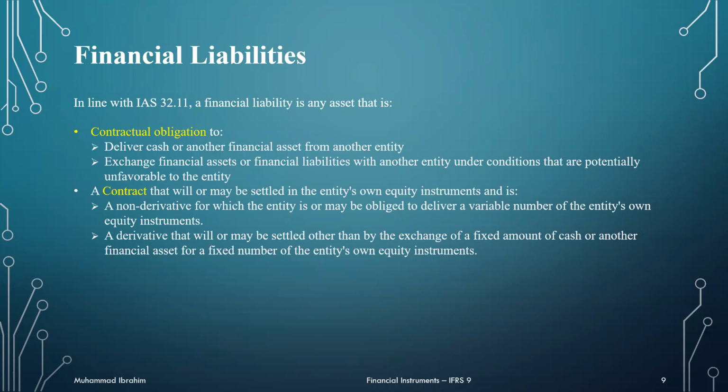Similar to the financial asset, any exchange of financial assets or financial liabilities with another entity under conditions that are potentially unfavorable to the entity. In the case of financial asset, any benefits which are favorable to the entity after exchanging financial assets and liabilities make it a financial asset. Or in the case of financial liability, an exchange of financial assets and liabilities which is not favorable to the entity, that means maybe a loss, then this is a financial liability. And the other aspect of the definition is, again, the derivative. Any derivative on any option, any put option, where a company is obliged to deliver a variable number of entities either at the current date or at a future date, is an obligated contract which can be considered a financial liability.